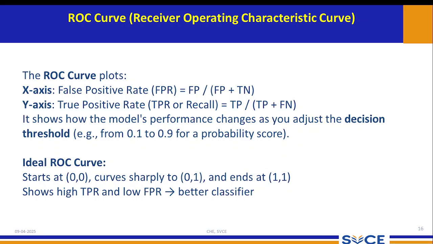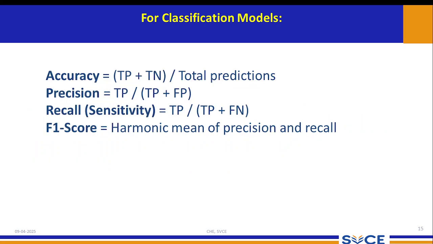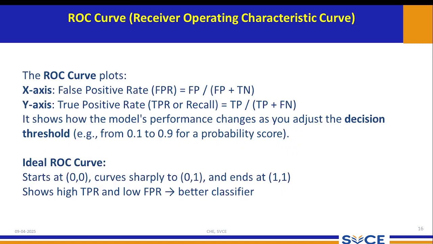Okay, so coming to the receiver operating characteristic curve. What is the significance of this curve, so that we can understand what it means? The x-axis is the false positive rate. What is the false positive rate? It is nothing but false positives divided by false positives plus true negatives. This is called the false positive rate, and it goes on the x-axis.